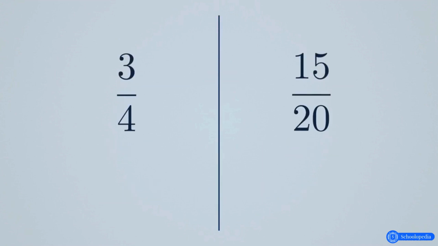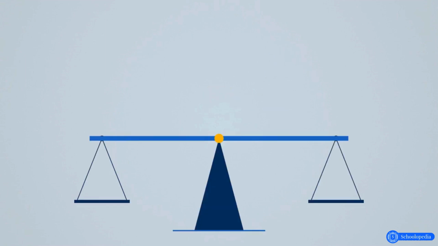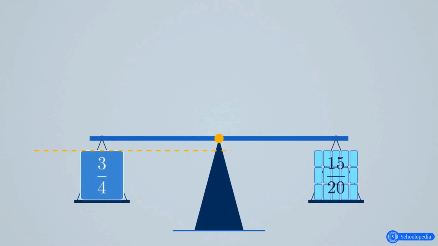Now look at this split screen, showing 3/4 on the left and 15/20 on the right. Dividing 3 by 4 gives 0.75. Dividing 15 by 20 yields the exact same result. The values match perfectly, so these fractions are equal. Numbers can look completely different on the surface while carrying the exact same mathematical weight.